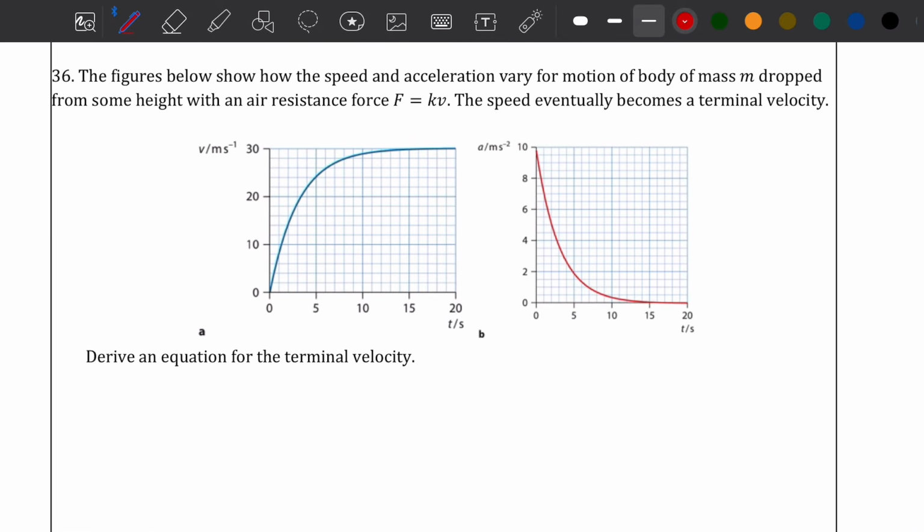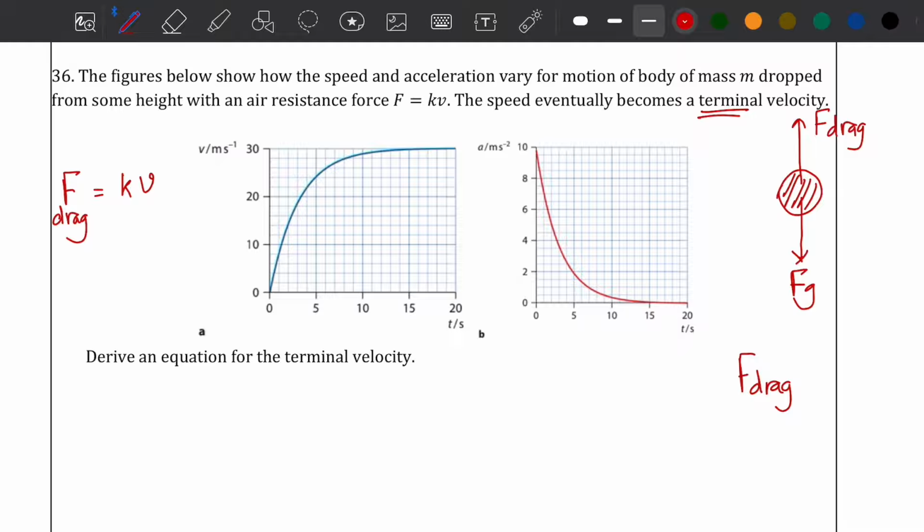Next, the figure below shows how the speed and acceleration vary for motion of a body of mass m dropped from some height with air resistance given by F equal kV. So this F equal kV is for air resistance. Air resistance also means it is the drag force. We know that on an object which is falling in air, there will be force of gravity acting on it and there will be drag force acting on it. And if it has reached terminal velocity, then the drag force and the force of gravity must be equal to each other.